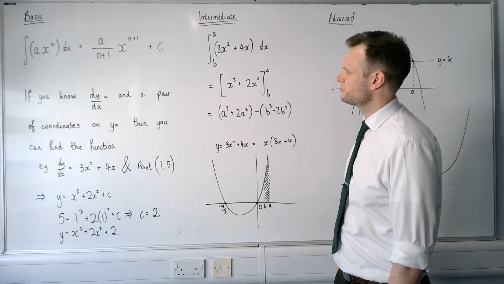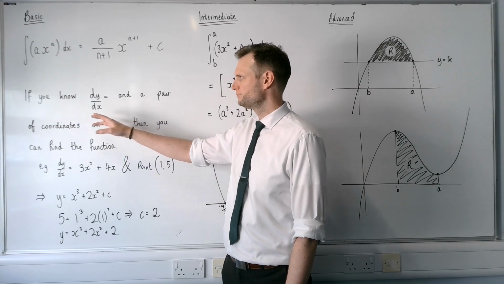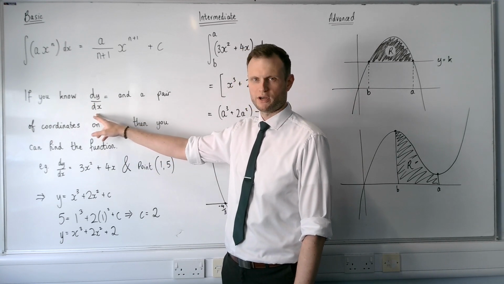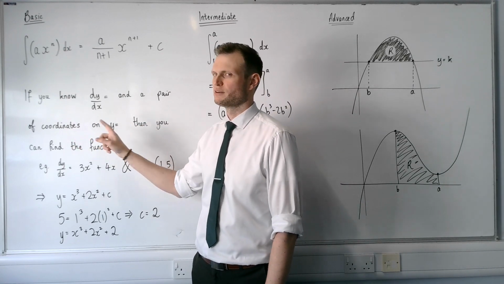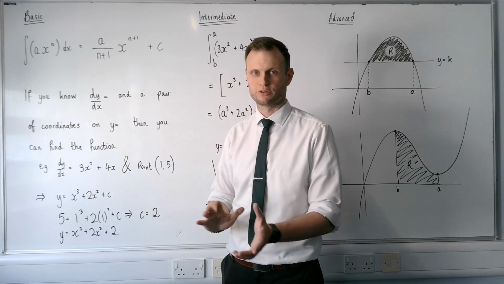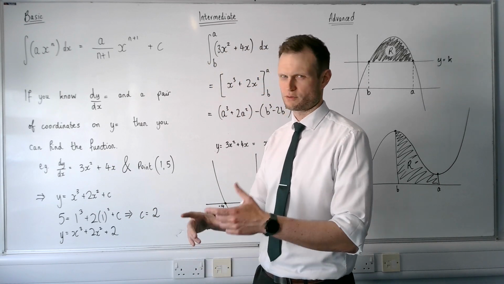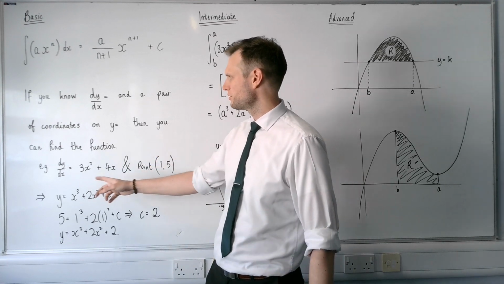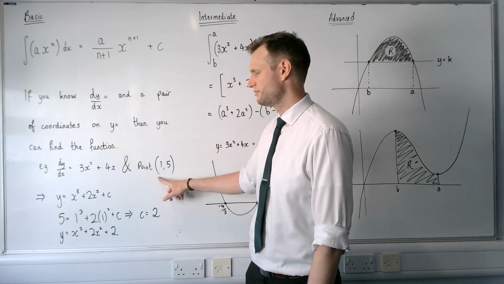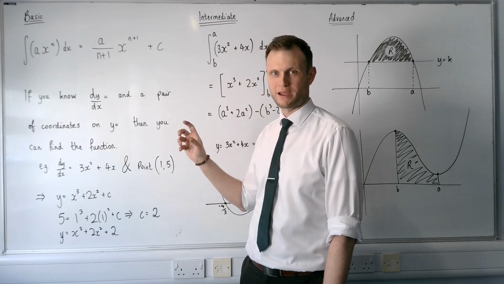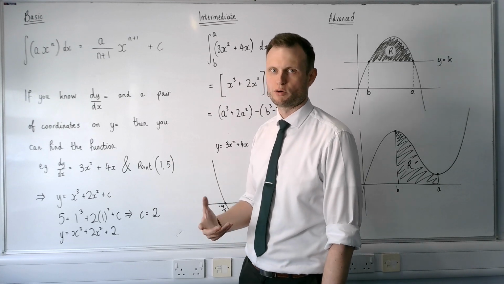Other thing that you'll do with integration is if you know the dy by dx function, the gradient function, and a pair of coordinates on the original function, so an x and a y on the original function, so that's called a pair, then you can find that original function by integrating it and then substituting in the pair of coordinates, the x and y, to solve for c.